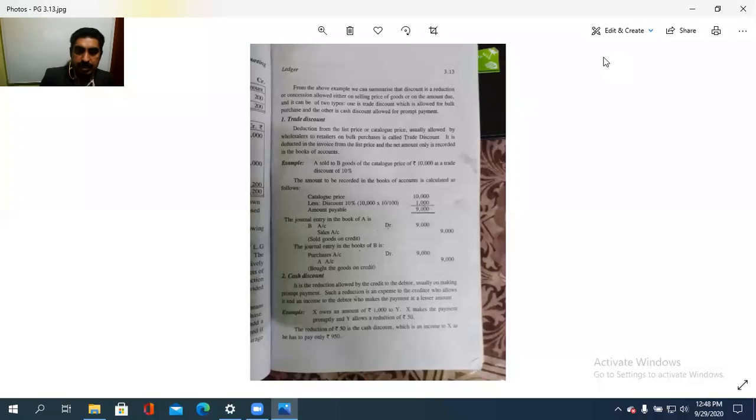Some of the terms with regard to the final accounts or trading and profit and loss account, and before preparing this, what all things need to come in the trial balance.